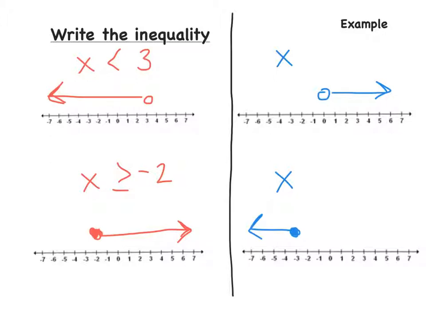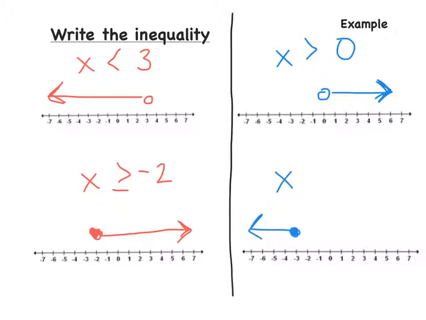Now pause the video, try the one off to the right, and unpause the video when you're ready to see what I've done. Alright, so we have our x's. This top one up here, the dot is right above 0, so I'll add the 0. Looks like we have our arrow going off to the right, so we'll draw that. And since it is an open dot, this means that it is just less than or greater than. In this case, x is greater than 0. So this is the inequality to this graph.